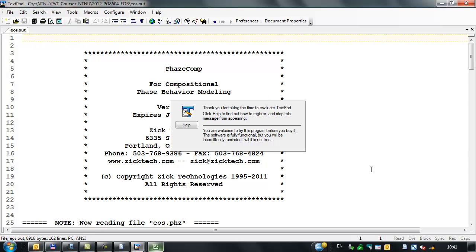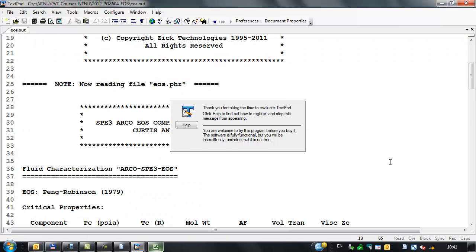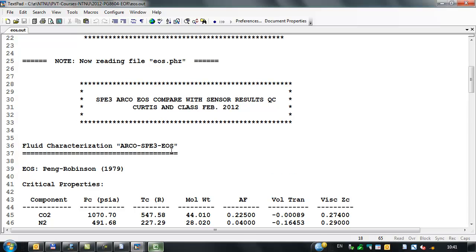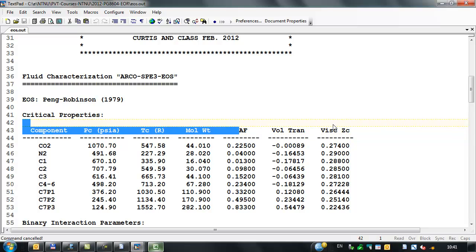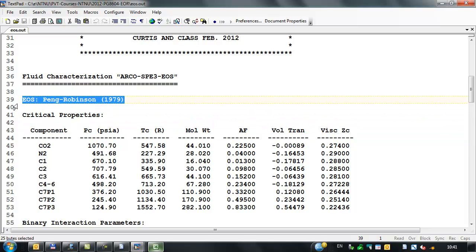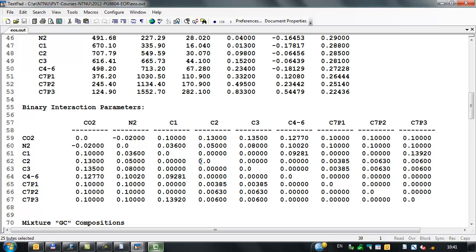Okay, so then we go through. If you guys are not real familiar with phase comp, we just kind of see what it says. It repeats the stuff that we put in: PSI-A, Rankine, molecular weight, eccentric factor, all these things. It's got the Peng-Robinson equation of state. It's got binaries. Hopefully they're right.